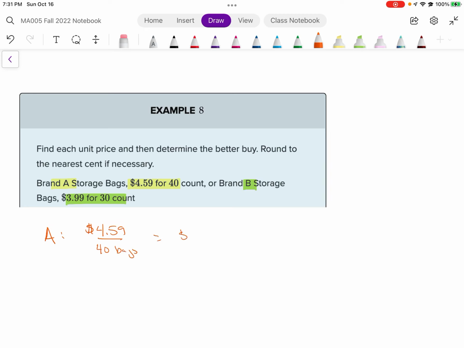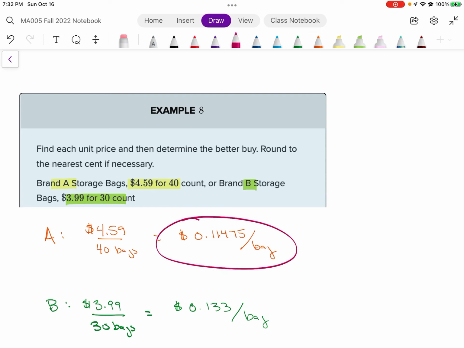And I get 0.11475 per bag. And that's dollars per bag. And B is $3.99 per 30 bags. I put that in the calculator and I get $0.133 per bag. So one of them is 11 cents and the other one is 13 cents. Which one is a better deal per bag? We want the lower one, remember, because we're trying to find a good deal. So this one is the better buy.